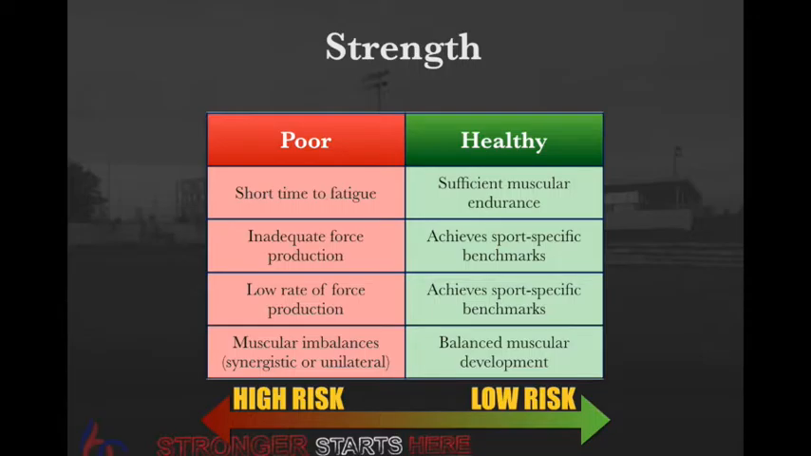So when we refer to a synergistic muscular imbalance, we're talking about two muscles that commonly need to work together to perform a task, and one of those groups lacks sufficient strength. And when we're talking about a unilateral muscular imbalance, of course, we're talking about that right side being so much stronger than the left side, or vice versa.